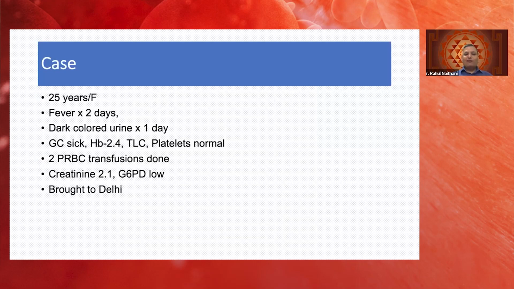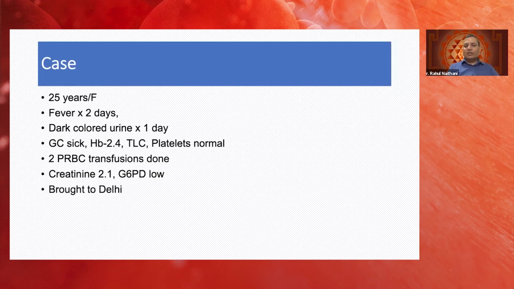This patient was actually flown from Kolkata to our center. Anyway, this was a 25-year-old lady. She had a short febrile illness, fever of 2 days, dark colored urine for 1 day, was sick, hemoglobin was 2.4, TLC platelets were normal. She received 2 units of blood. She was admitted in ICU. Her creatinine was 2.1. A G6PD was done, checked in a female patient, which was low. The patient was actually labeled as a G6PD deficiency.